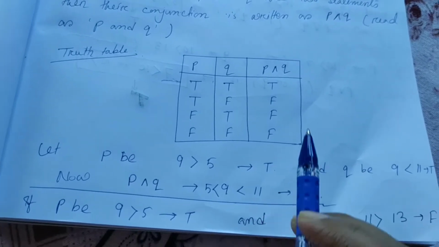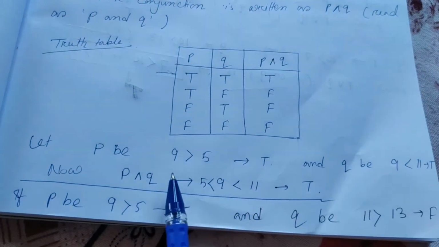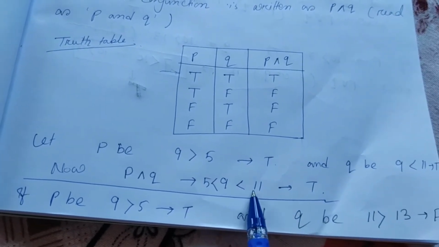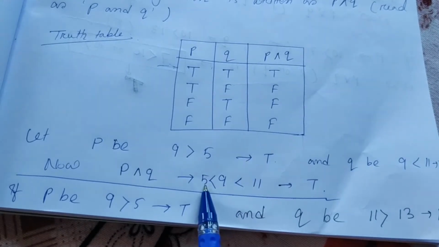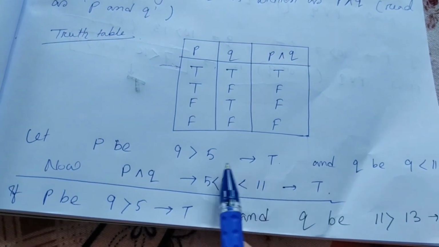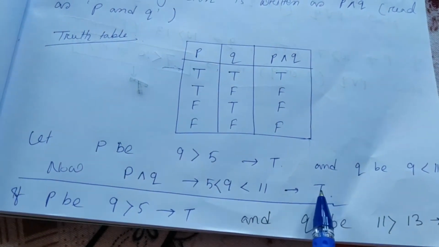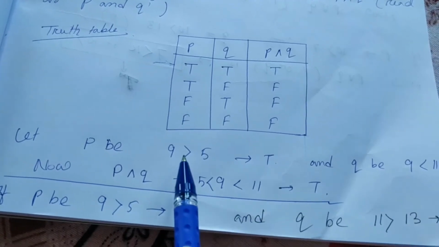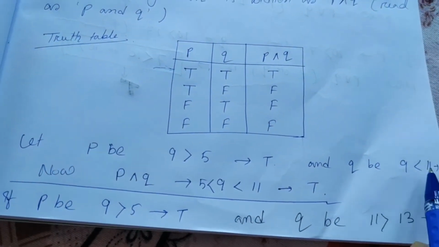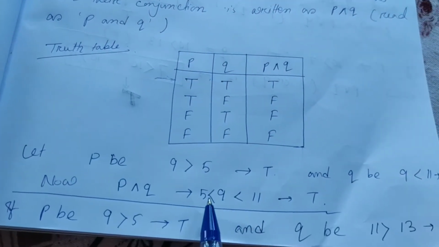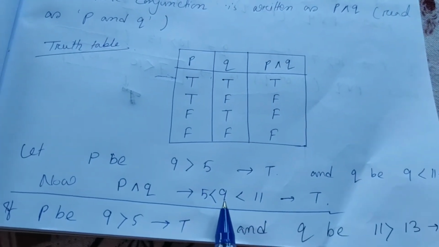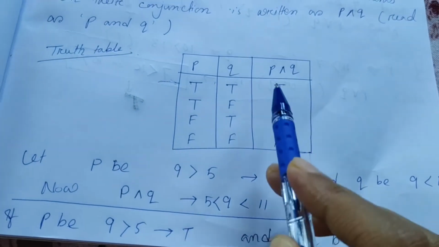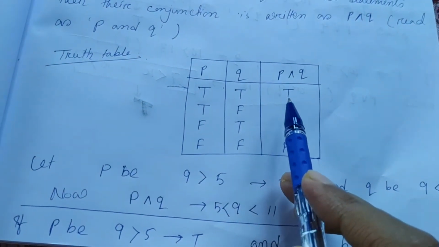So you see. If I combine these two statements, can I write 5 less than 9 and 9 is less than 11? So this whole statement, you see, 5 is less than 9 is less than 11. This whole statement is again true. Okay. If I write P conjunction Q, I have to combine these two statements, and this is AND, no. So if I say 5 is less than 9 and 9 is less than 11, this statement is again true. So I will write P conjunction Q as true.